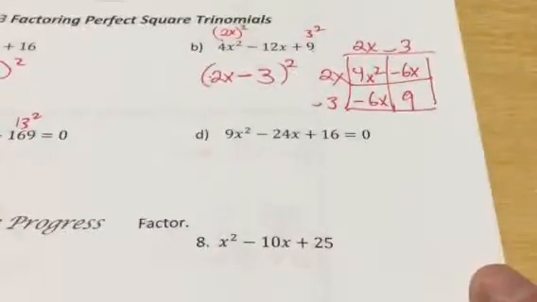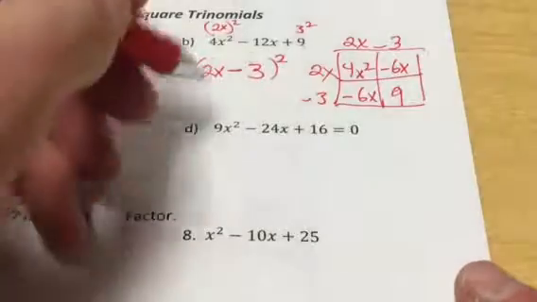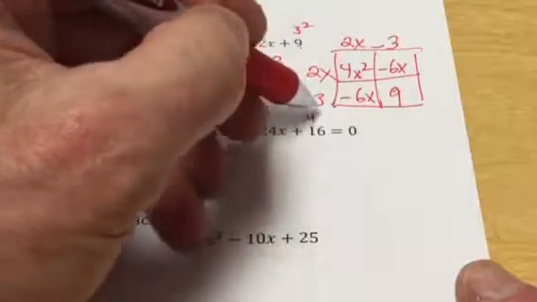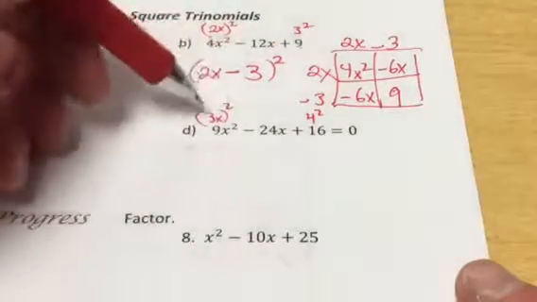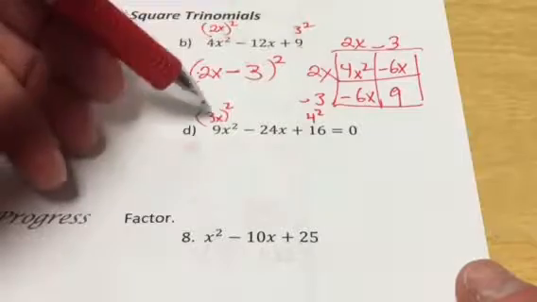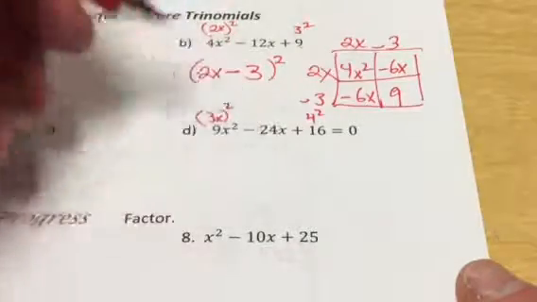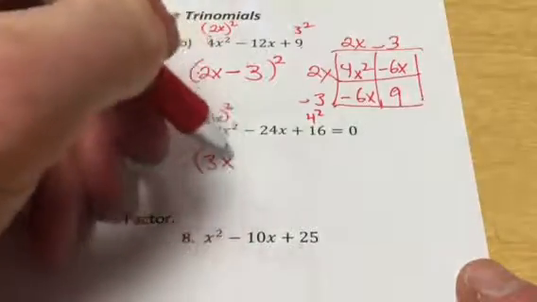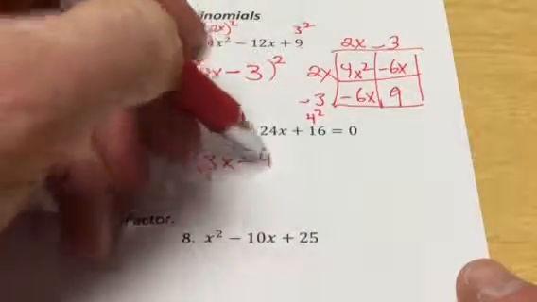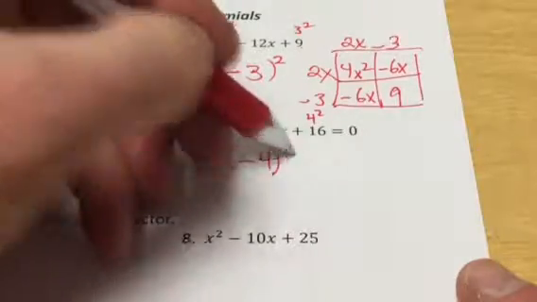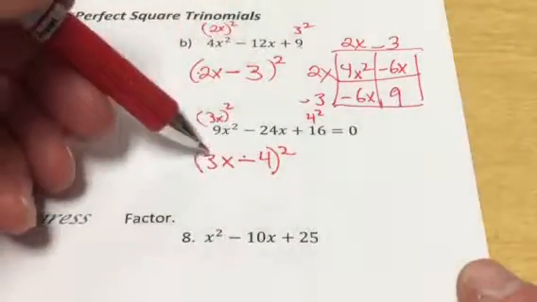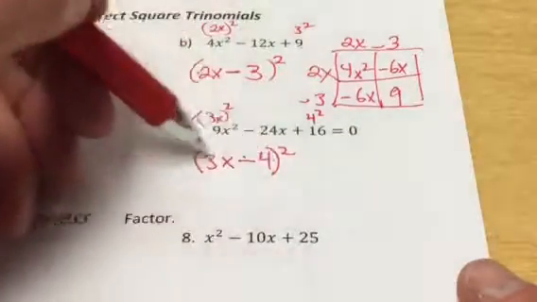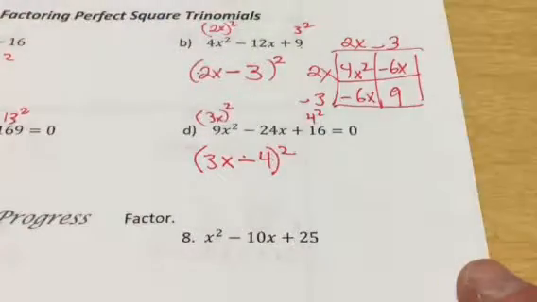One more over here before you get a try. This is 3 squared. This is 4 squared. 4 times 3 twice is the middle. So I'm going to say 3x minus 4, because this is a minus 24, squared. So 3 times itself is 9, 4 times itself is 16, 3 times 4 doubled is 24.